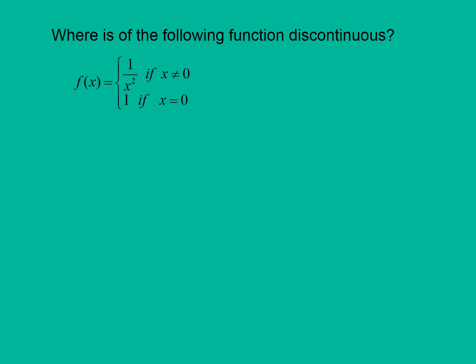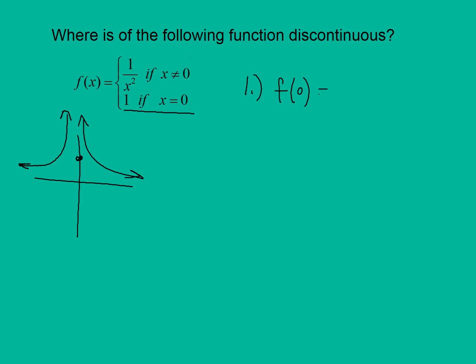Here we have a piecewise function. Where is this function discontinuous? If we are to graph this function, it would look something like this. 1 over x squared would look something like this. Now we can see this function does not have a value when x equals 0. But this piecewise function gives it a value when x equals 0. It says y equals 1. So let's take a look at our three criteria. So first, f of 0. That does exist. That's defined at 1. So we move to the next criteria.